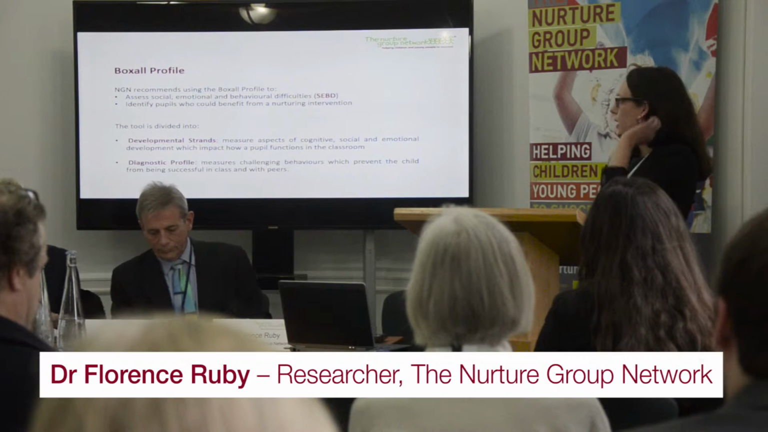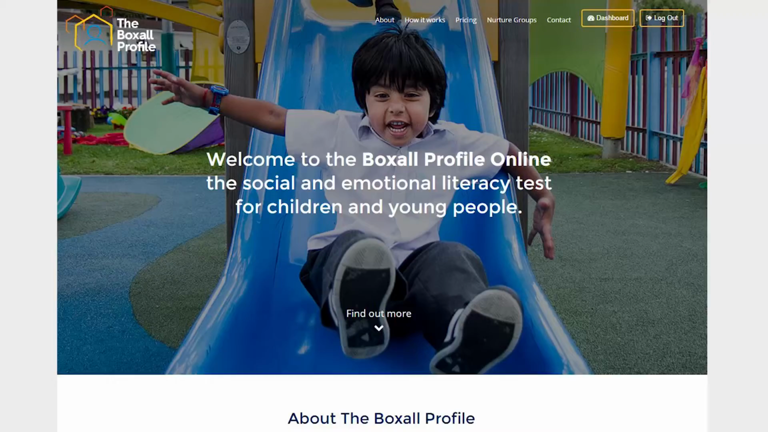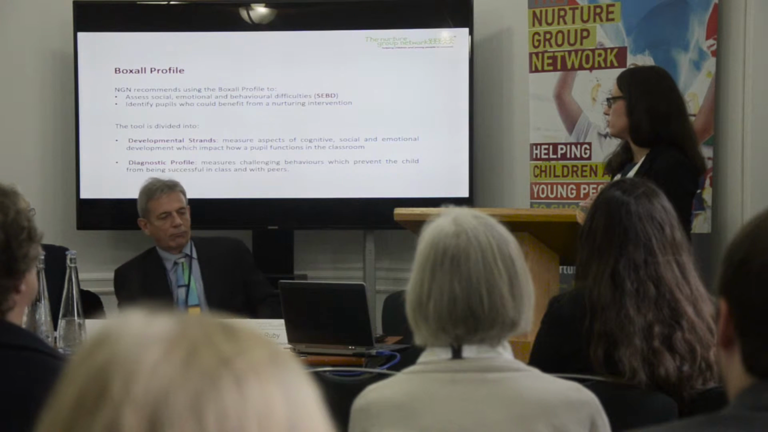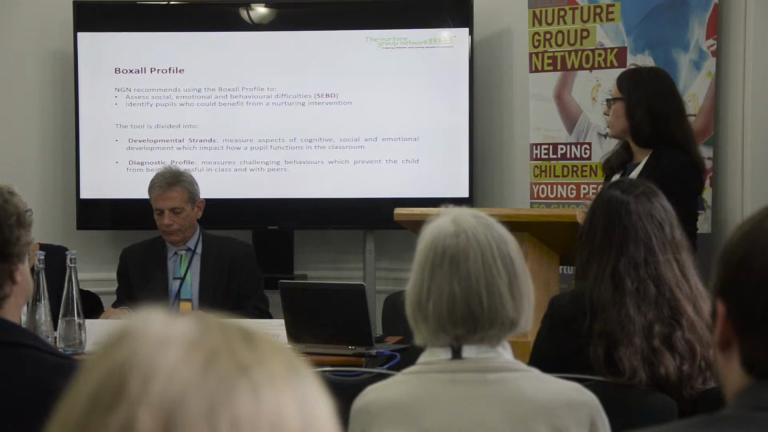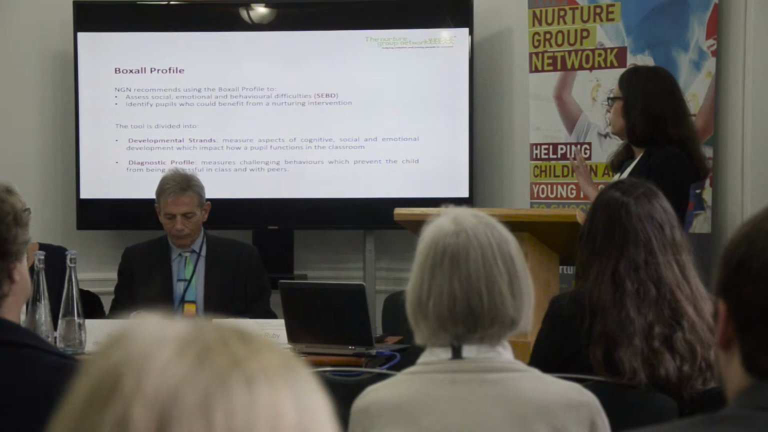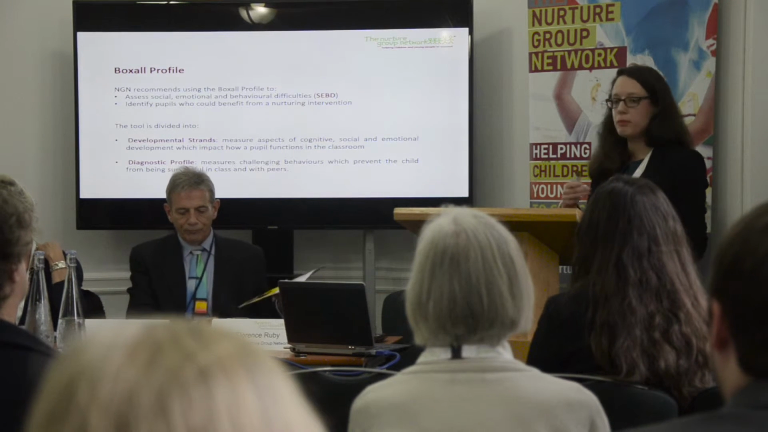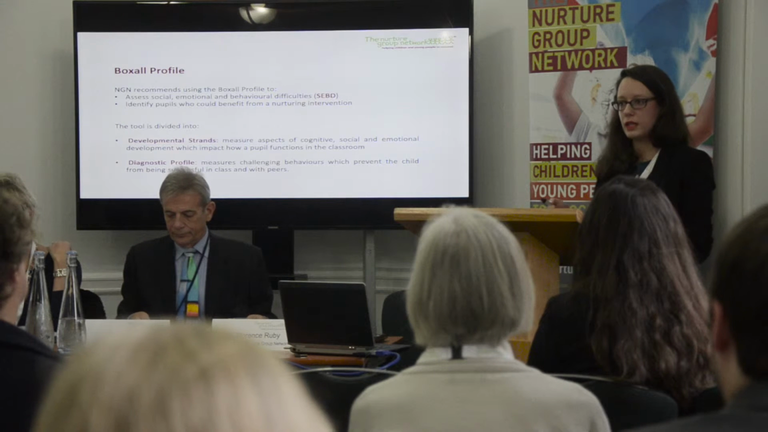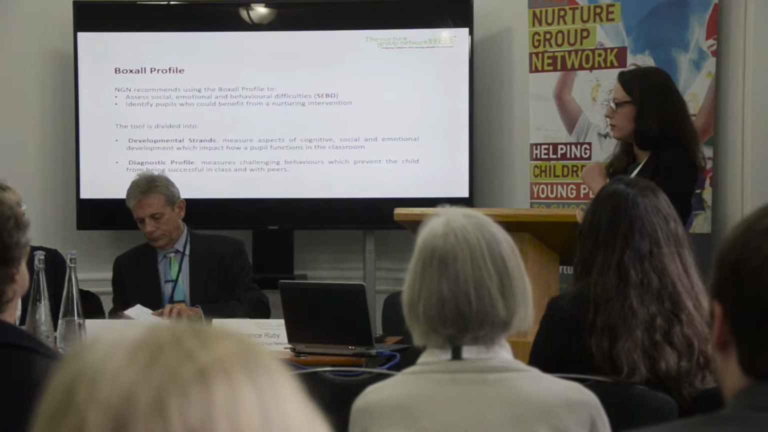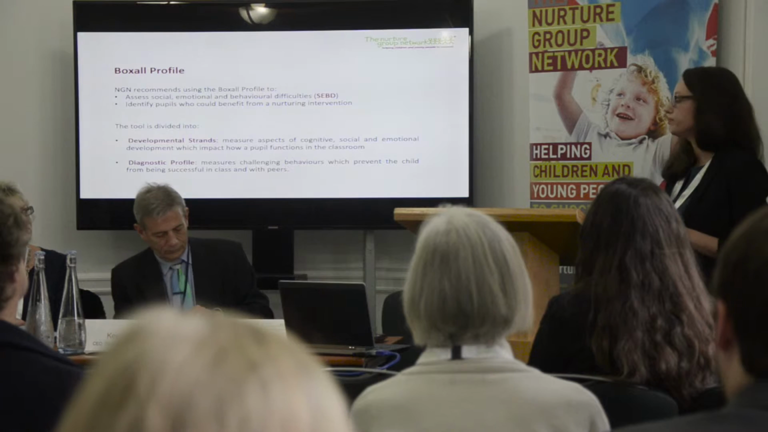So it's the measure that NGN recommends for assessing the social, emotional and behavioural difficulties of children, and really trying to identify the children and young people who could benefit from a nurturing intervention and who have SEBD needs. The tool is divided into two parts. The first one measures aspects of cognitive and social emotional development, which can impact how the pupil performs in the classroom. So for example, whether the child is able to follow the instructions from the teachers, like Tina was mentioning, whether the child is able to interact with peers positively, and so on.